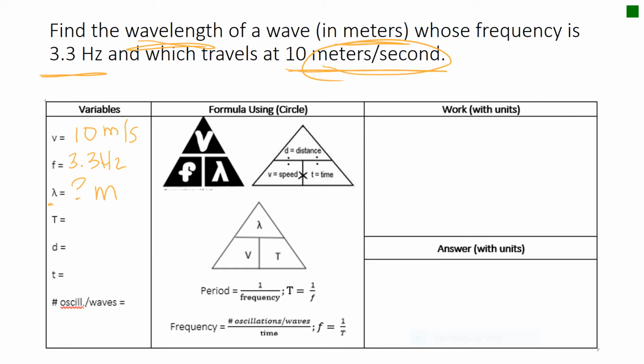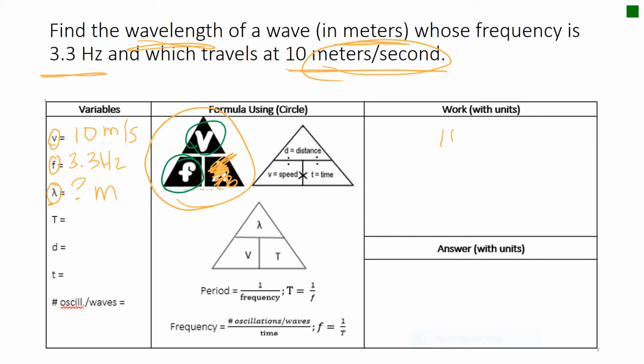Okay, so I filled out all my variables. Now I need to figure out which formula to use. So I have in this a V, an F, and a lambda. The only triangle or formula that has that is that one, so I'm going to circle that. Then I want you to squiggle out whatever one we are actually solving for, because then what you're left with is whatever you're supposed to do as far as the equation goes. So for this one, it tells me to take V and divide it by F. So that's what I'm going to do.